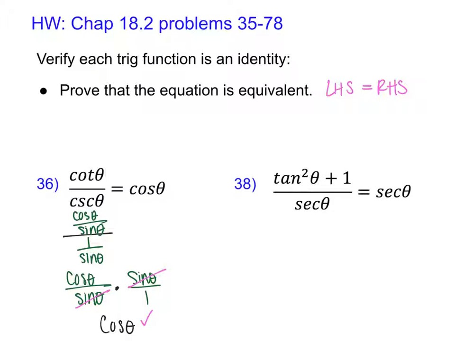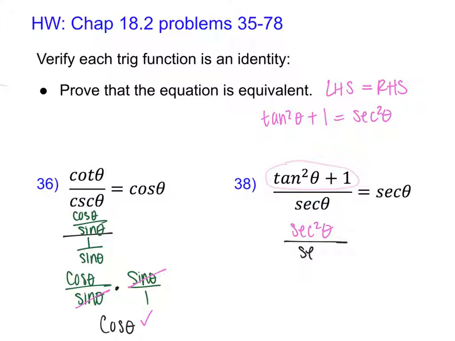This one can be a little bit tricky, but start off with the top here, because what I immediately notice is that tangent squared plus 1 comes from the Pythagorean identity. There's a Pythagorean identity that says if you have tangent squared plus 1, that's going to equal secant squared theta. So I can replace the numerator with secant squared theta.